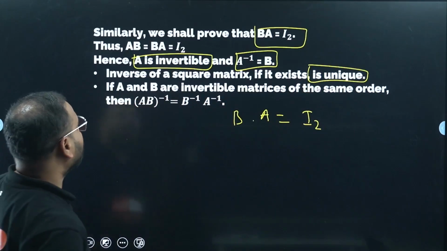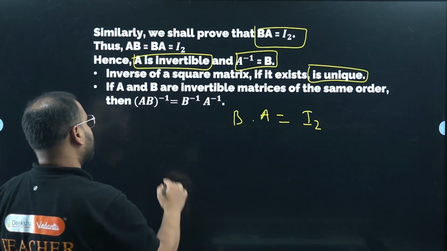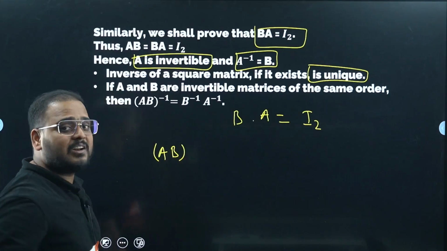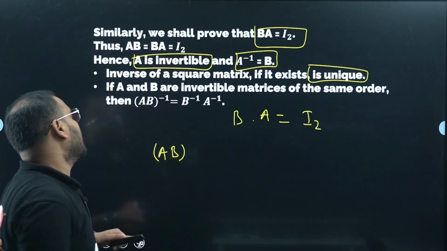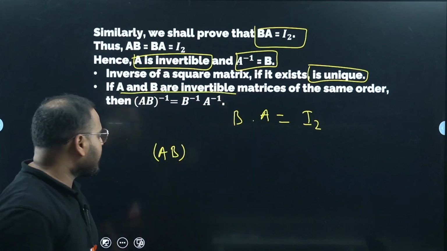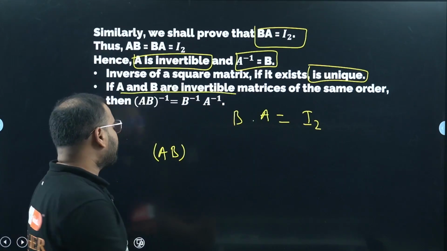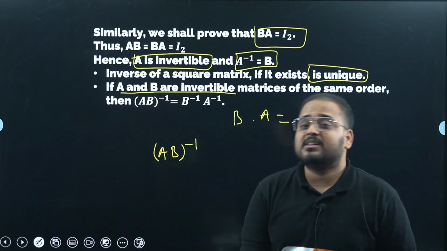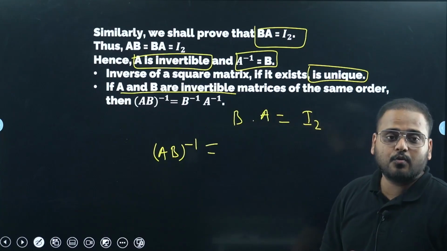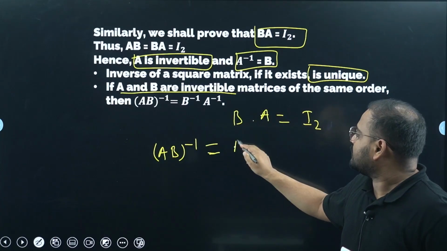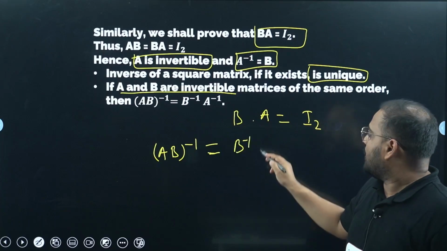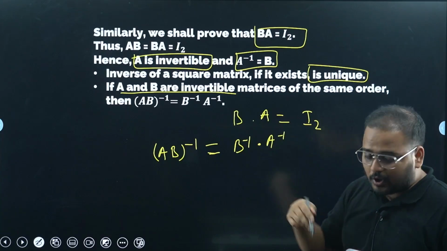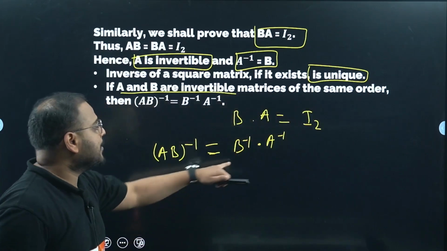Now if A and B are invertible matrices, then this property is very, very important. If you take the product of two matrices, provided that both of these are invertible, then the inverse of the product is valid. If it's not invertible, then this property will not be valid. A and B have to be invertible. So if A and B are both invertible and you have taken the multiplication and then the inverse of the multiplication, this will be equal to B inverse multiplied with A inverse. Remember this order. First comes B inverse and then A inverse.